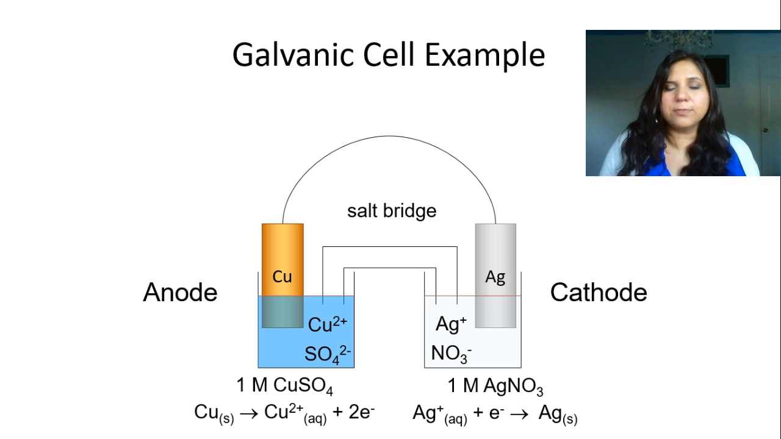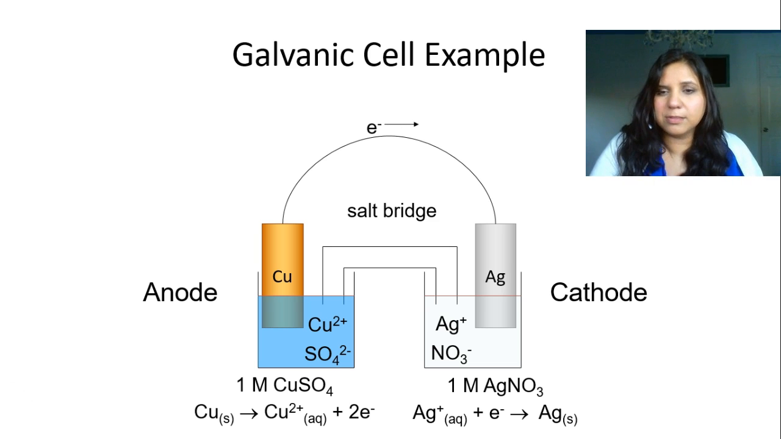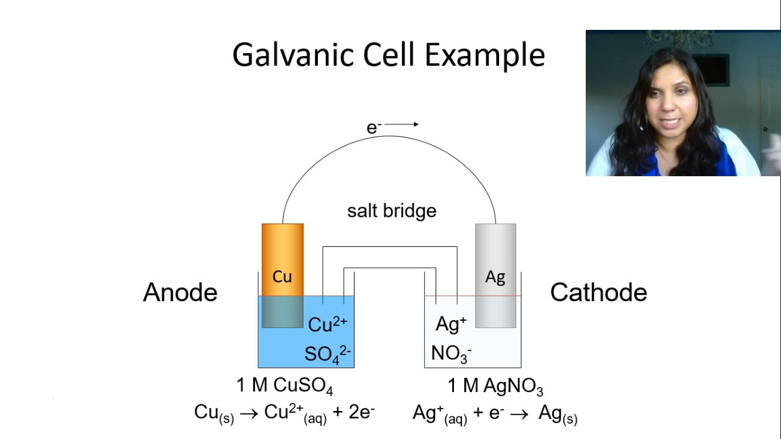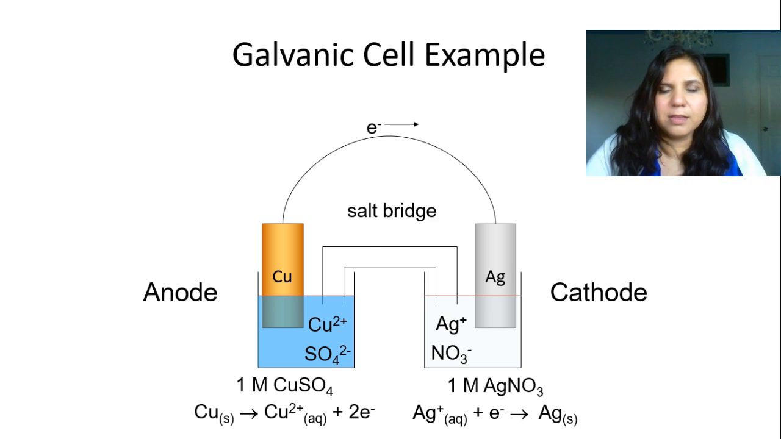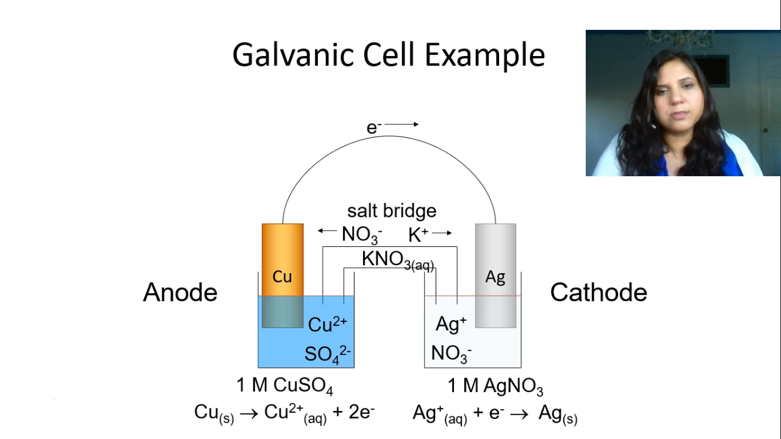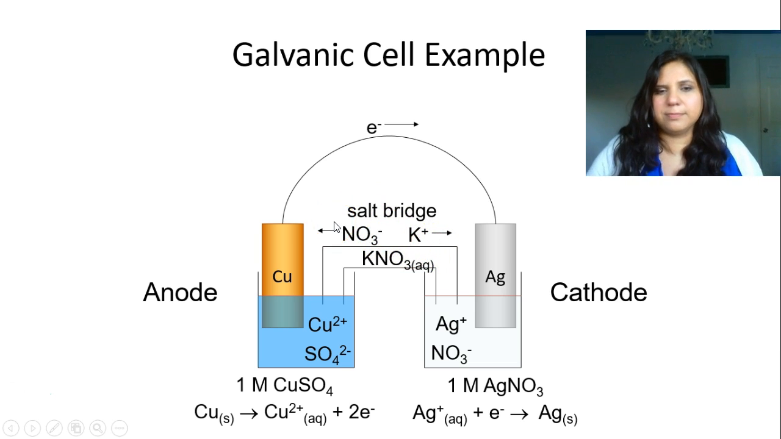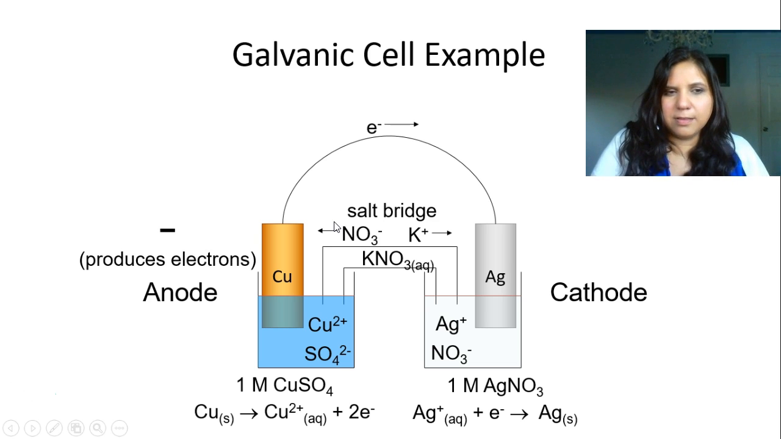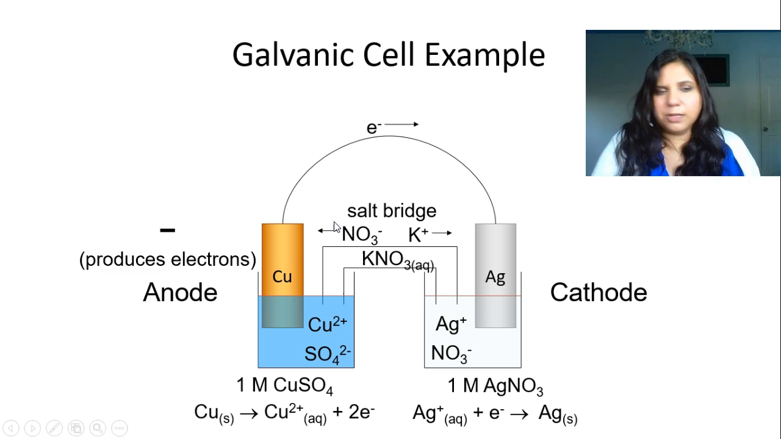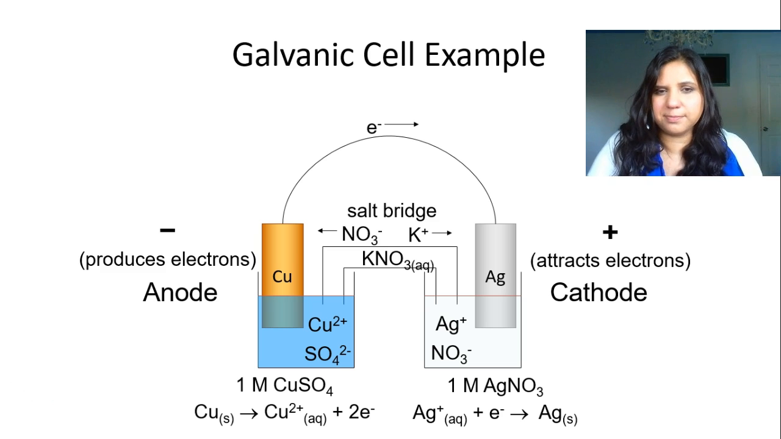The electrons always flow from anode to cathode. So you have a fat cat getting those electrons, eating those up. The ions are going to flow this way. The positive ion, the potassium in the potassium nitrate, will flow in the same direction as the electrons, and the nitrate, the negative ion, will flow in the opposite direction. Now the anode will be the negative one. It'll produce the electrons, and the cathode will be the positive one. It is attracting the electrons. So there's our first galvanic cell.